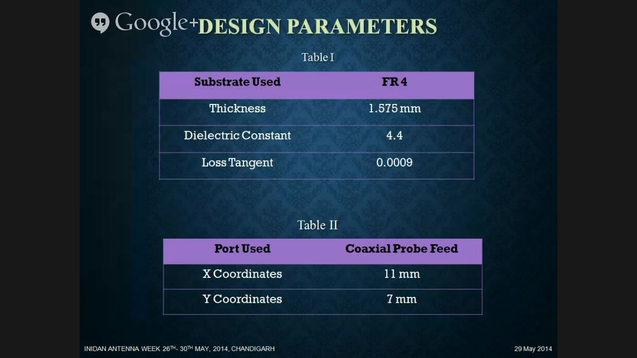Design parameters, as we can see, we are using the FR4 substrate with thickness of 1.575 millimeter. Dielectric constant is 4.4 with loss tangent of 0.009. We are using a coaxial probe feed to feed the antenna, where the x coordinate for the feed point is 11 mm, and the y coordinate is 7 mm.